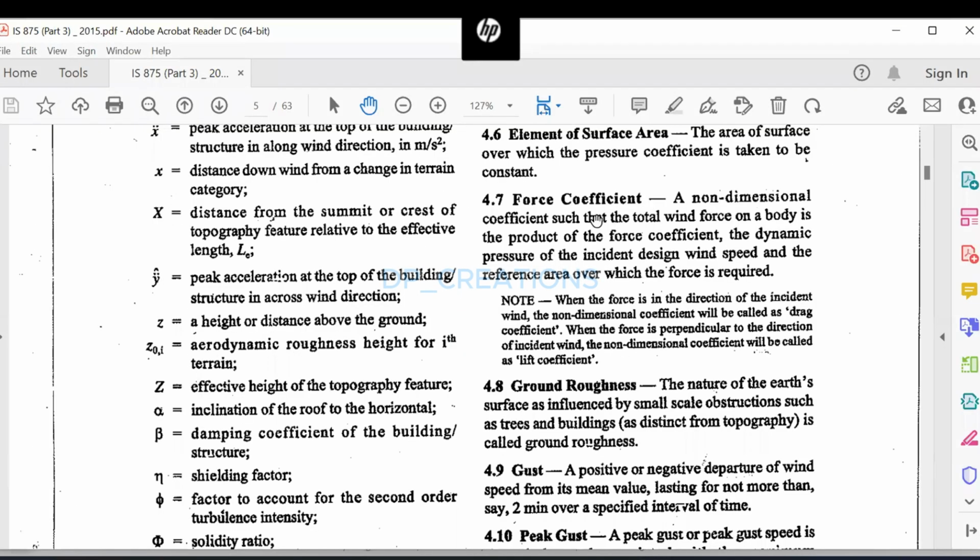A non-dimensional coefficient such that the total wind force on a body is a product of the force coefficient, the dynamic pressure of the incident design wind speed, and the reference area on which the force is required. That is the total wind force. Wind force means your dynamic pressure of the incident design wind speed, then your reference area and the force coefficient. Understood? And that force coefficient is the drag coefficient or lift coefficient. If the force we are taking is along the wind direction, that will be the drag coefficient, and across the wind direction will be the lift coefficient.